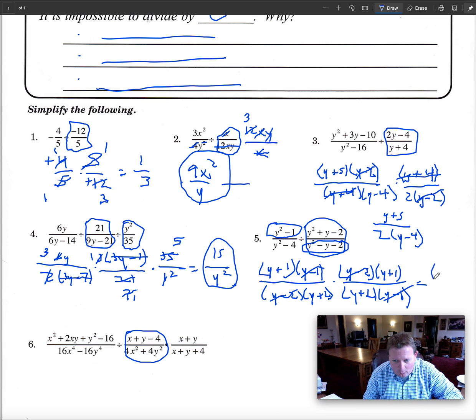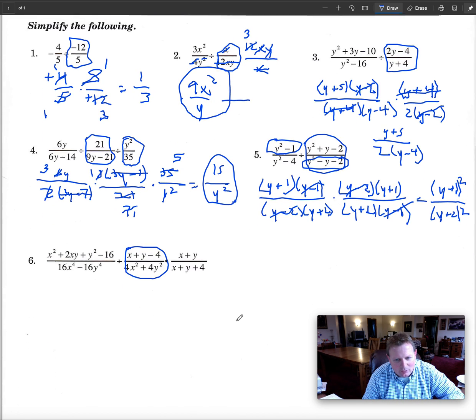And so you don't have to FOIL it. On your homework, you can just write y plus 1 quantity squared. And then on the bottom, we can write y plus 2 quantity squared, and that's good. It doesn't cancel. Don't FOIL it. Don't take your time. Now, for the last one.